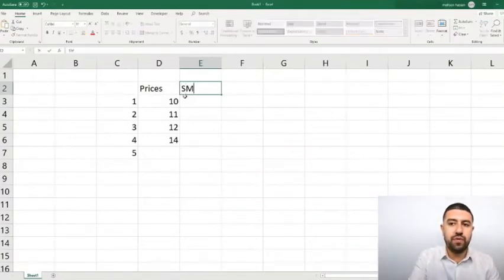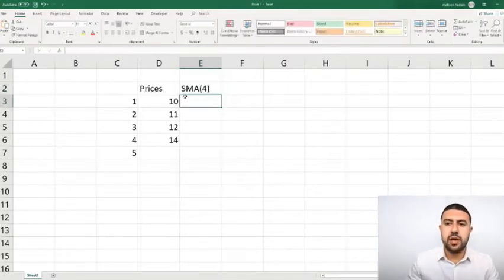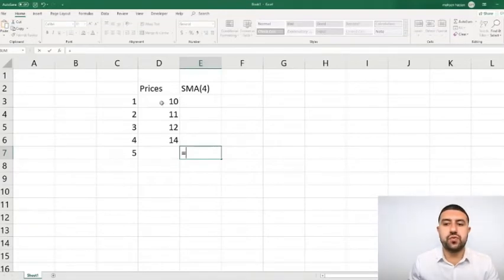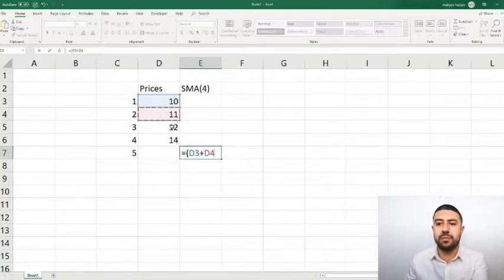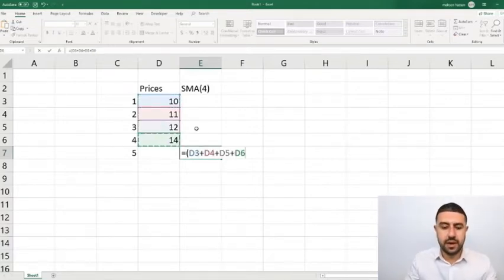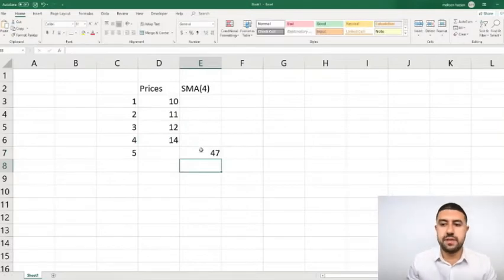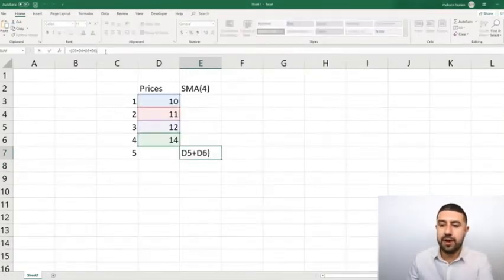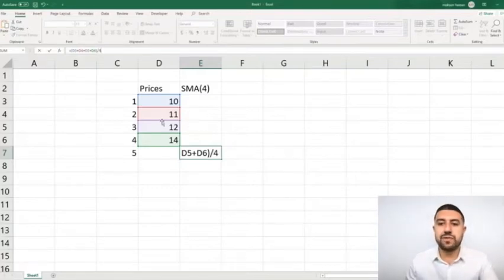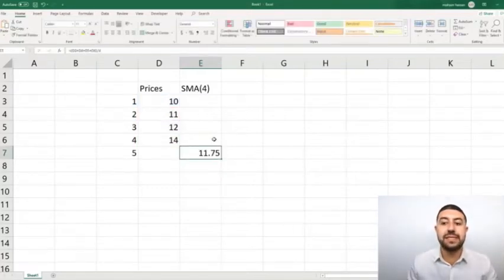The simple moving average, and we'll call this 4 because it's 4 periods. So what I'm going to do here is compute the average of these 4 previous days. Well, the average is going to be the first day plus the second day plus the third day plus the fourth day. This is the sum, so I have 47 divided by 4 because there's 4 of them. And this gives me the average of the last 4 days, which is 11.75.